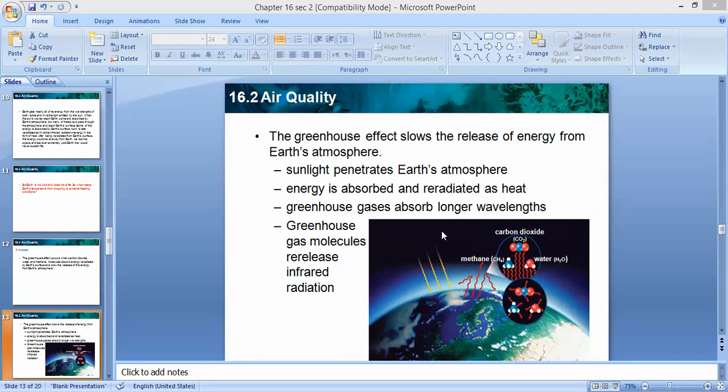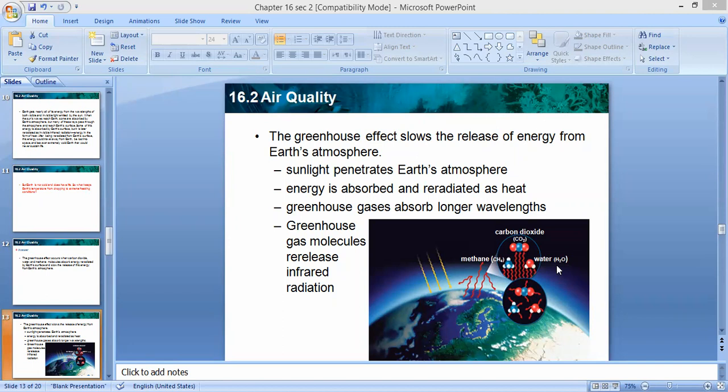But these three together, carbon dioxide, methane and water, which are already present on the Earth, act as a greenhouse effect. How do they do this effect? By slowing the release of energy from Earth's atmosphere.